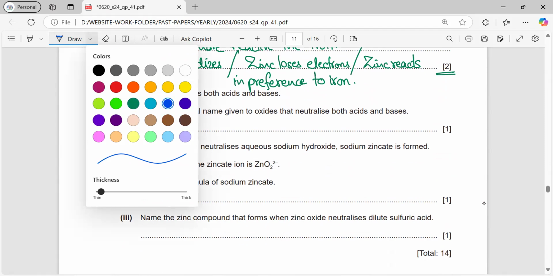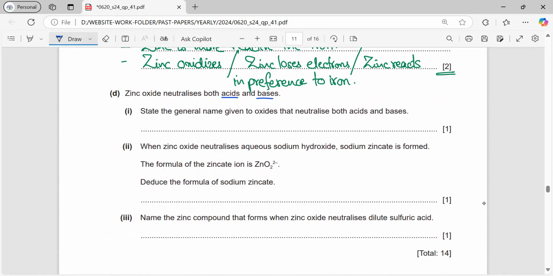Zinc oxide neutralizes both acids and bases. State the general name given to the oxides that neutralize both acids and bases. They are called amphoteric. Amphoteric is a substance which reacts with acid and base both to give salt and water.